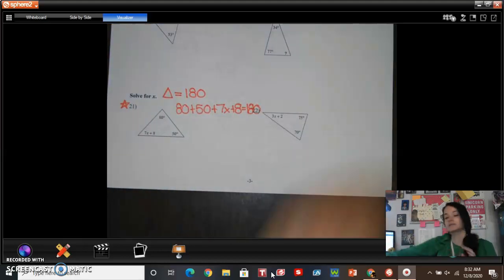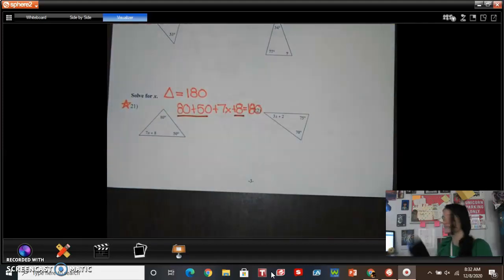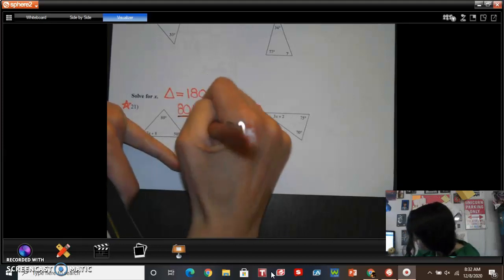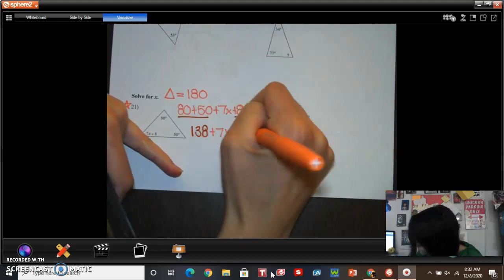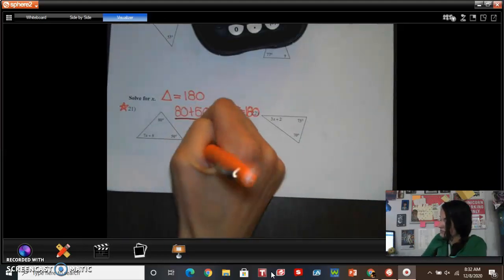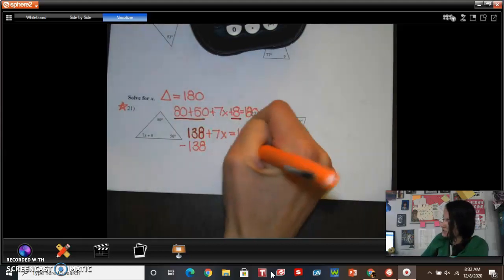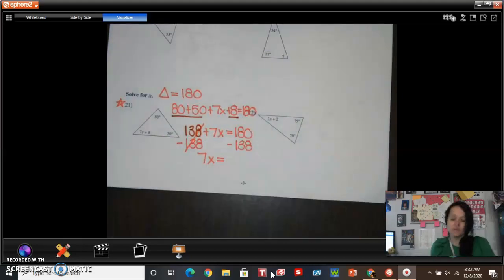Okay? Let's combine our like terms again. So everything that doesn't have an x on that side is a like term. So we have 80 plus 50 plus 8. We get 138 plus 7x equals 180. All right, we want to solve for x. So first we need to take care of that 138. Since it's a positive, we'll now subtract it because you've got to do the opposite to get rid of it. So I'm going to take 180 minus 138.